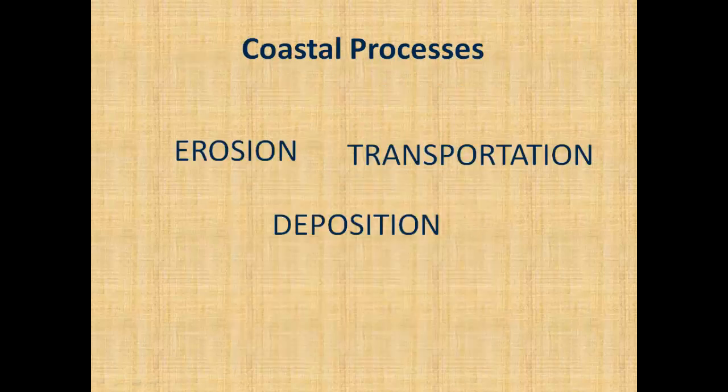There are three basic coastal processes. There's erosion, which we're going to discuss in this presentation. There's transportation, which is the movement of material along the shore and out to sea. And there's deposition, which is once the material is transported, it's pretty much where the material gets laid down or gets replenished. The coastline will get replenished.